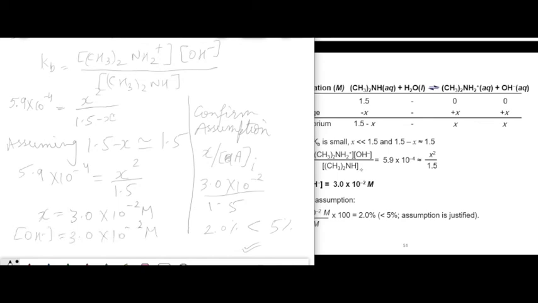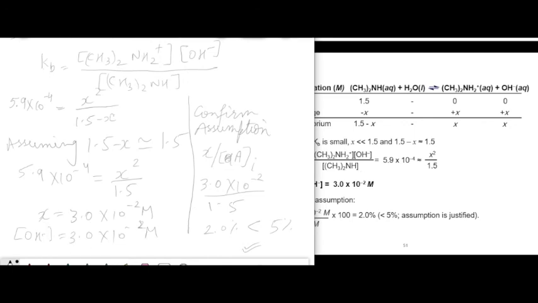So now that I have x, I first have to confirm my assumption. So let's write down: confirm assumption. How do you confirm? It's x over the initial concentration. Oh, sorry, this is a base, so I'm going to write initial concentration. x is 3.0 times 10 raised to the power minus 2 divided by 1.5, and that value when you plug in will come out to around 2.0%, which means this is less than 5%. So the assumption is justified. Since the assumption is justified, I know this x is equal to the OH ion concentration, right? From my table, I know this is the concentration of OH ion.